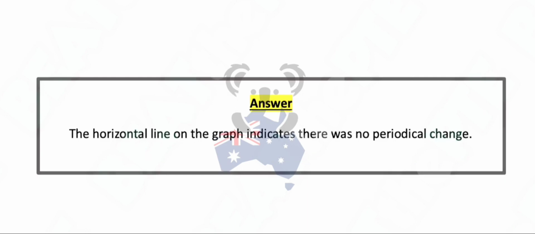The horizontal line on the graph indicates there was no periodical change.